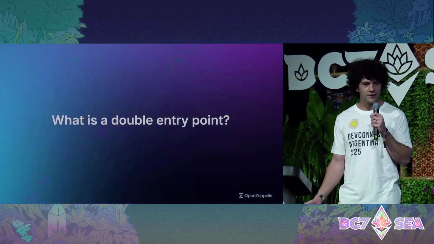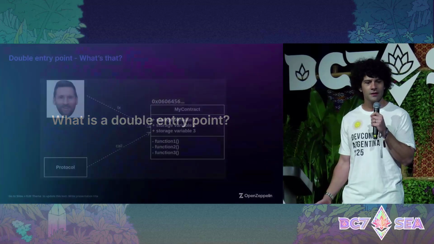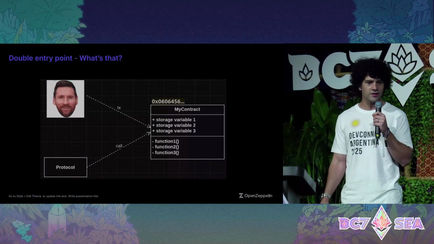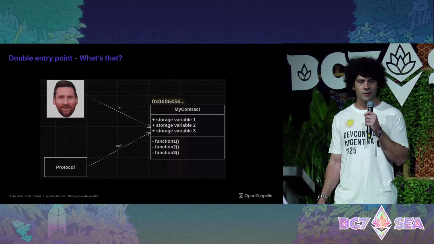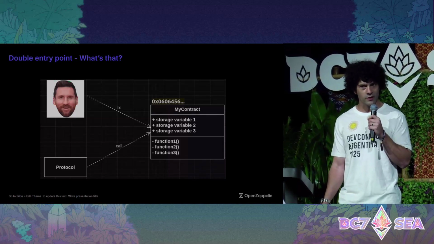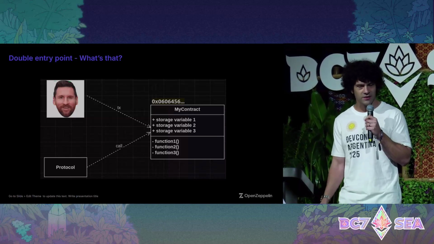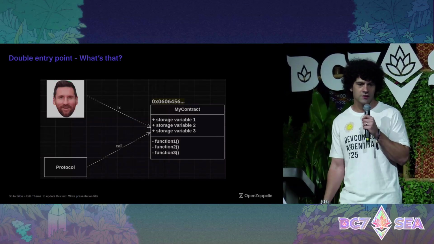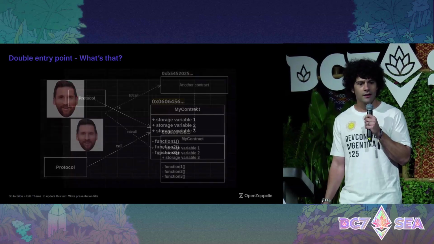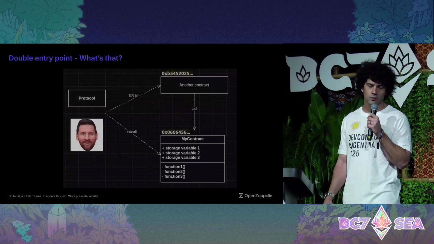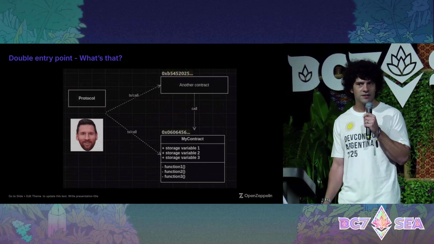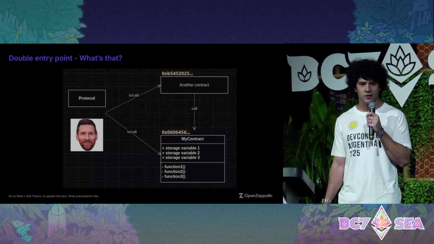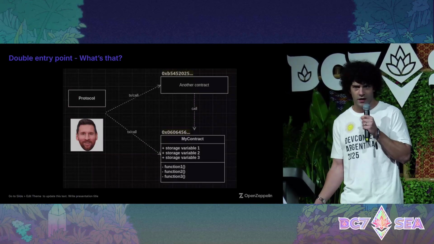So first things first, what is a double entry point? As we all know how Solidity works, users or protocols interact with contracts by knowing where the address is. So basically they know the address, and that address is pointing to a specific smart contract. A double entry point happens when there's not only one address that points to the storage of the contract, but actually there are many addresses. Could be 2, could be n.